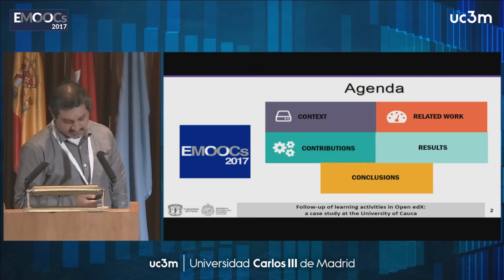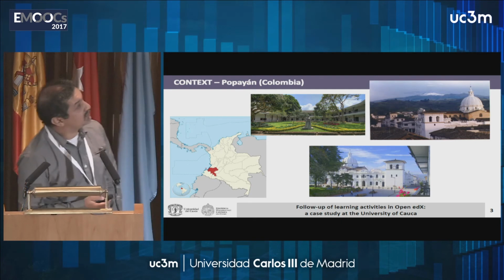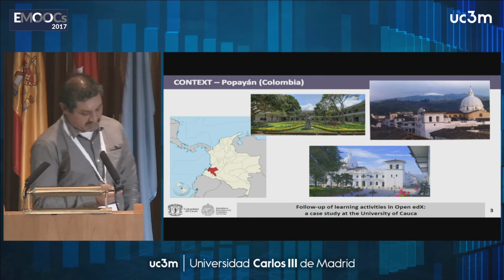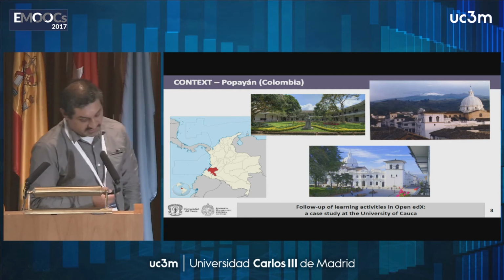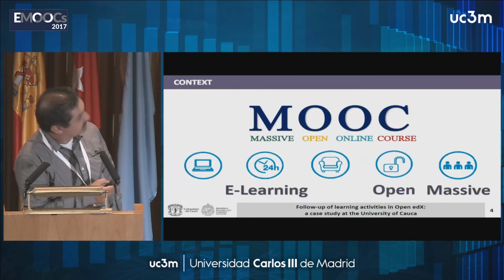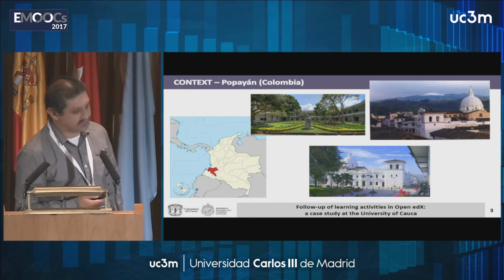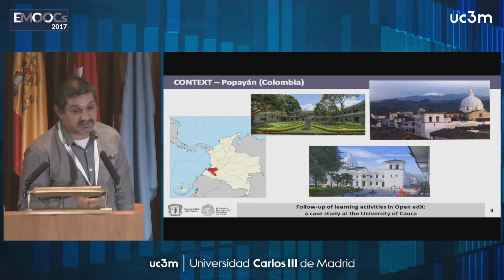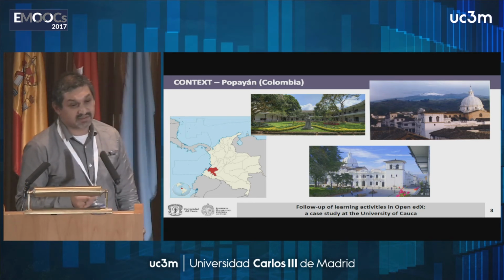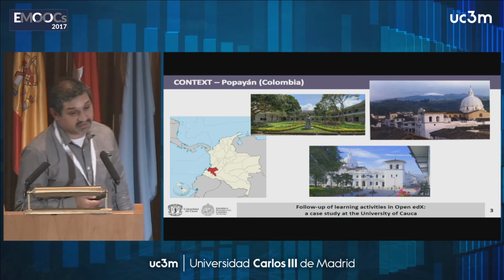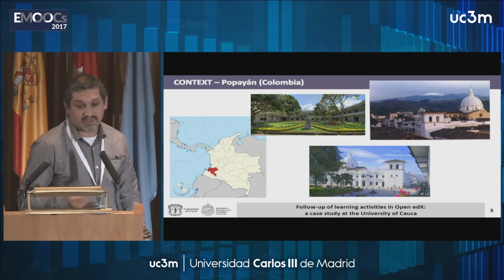The agenda: the context, the work, related works, contribution, results, and conclusions. As part of the context, I want to talk about my city and my university. University of Cauca is a public institution of higher education. This university is located in Popayán, in southwestern Colombia. In this region the poverty rate is three times higher than the national rate, and the university is an opportunity to hope and improve the standard of living of the people.